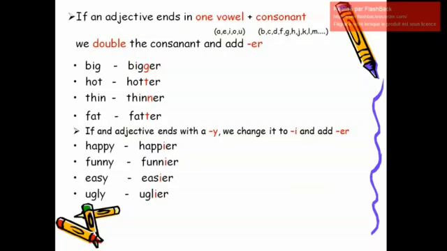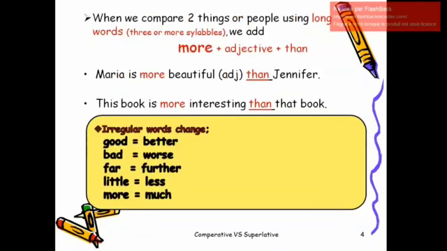Okay, good. When we compare two things or people using long words or long adjectives, means three or more syllables, we add more plus adjective plus then. Example: Maria is more beautiful than Jennifer. Here, beautiful is a long adjective. It contains 3 syllables. This book is more interesting than that book.